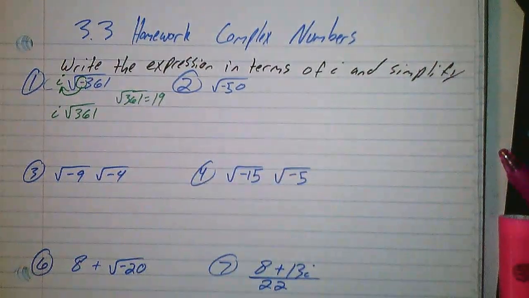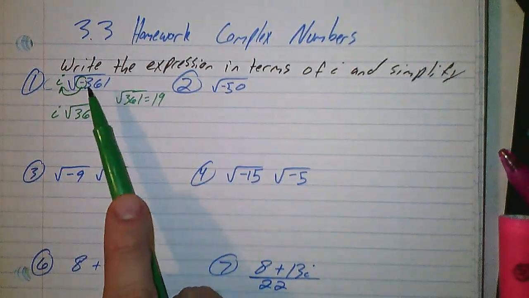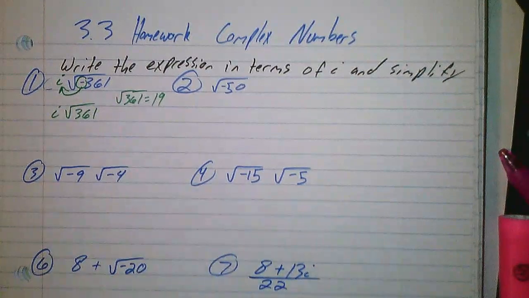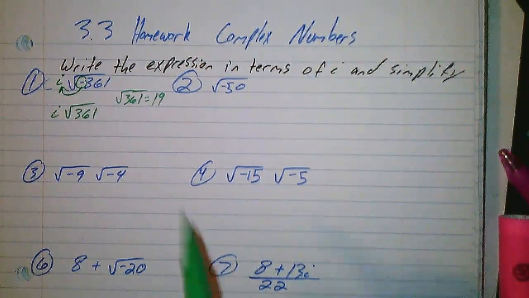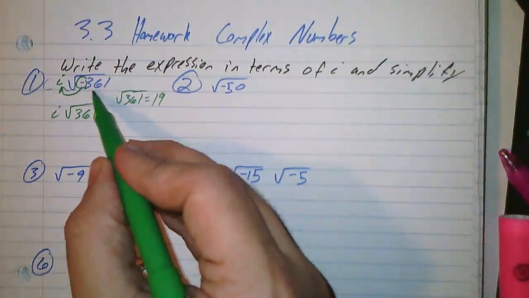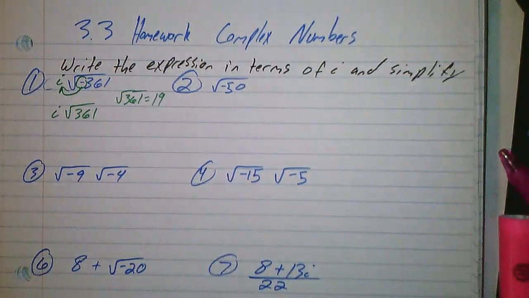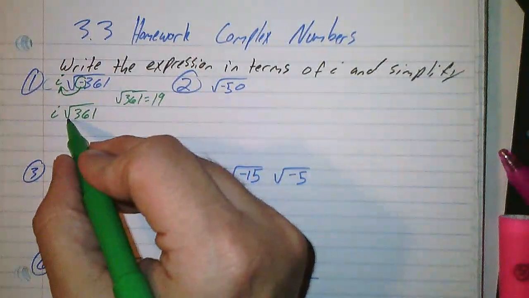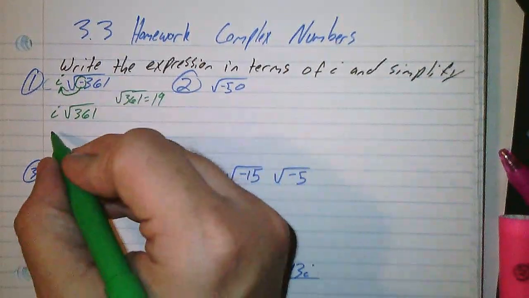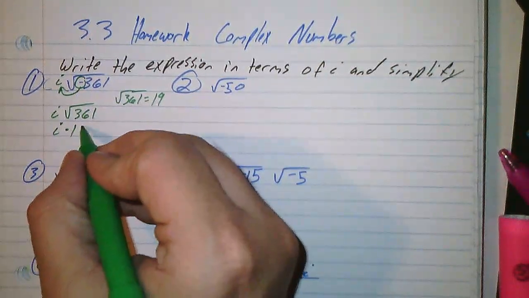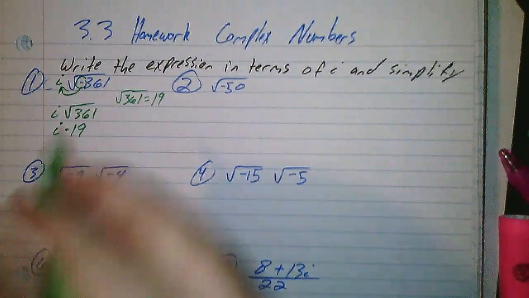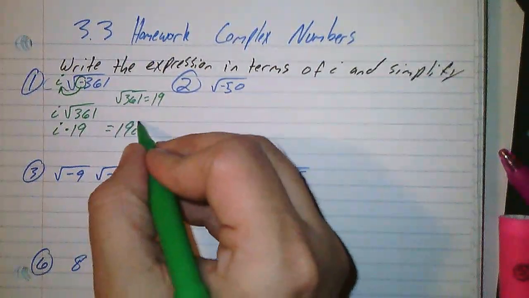You might get a large number that you might not recognize as a perfect square, but sometimes they can be. Like 14 squared is 196. 17 squared is 289. So it might just be an unfamiliar perfect square. So the square root of 361 is 19. So this is 19 times i. And we can just write it like that.